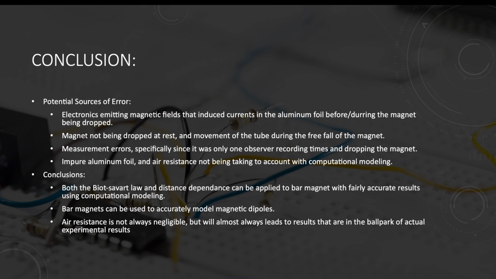Conclusions. Both the Biot-Savart law and distance dependence can be applied to a bar magnet with fairly accurate results using computational modeling. Bar magnets can be used to accurately model magnetic dipoles, and air resistance is not always negligible, but almost always provides results that are in the ballpark of actual experimental results.